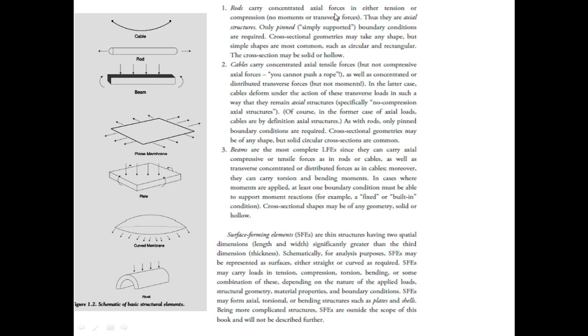So rods carry concentrated axial forces in either tension or compression. Thus they are axial structures, and pin boundary conditions are requested. Which means this is the taxonomy of the rods, about the axial and compression natures, and the cross section can take any shape. It can be circular, it can be rectangular, and since it is a rod, it can be solid also, it can be hollow.